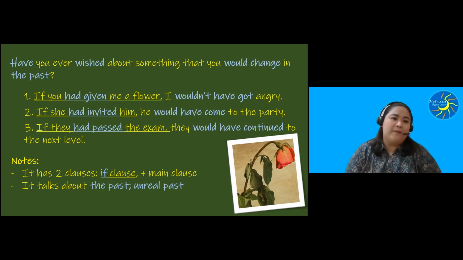For example, one, if you had given me a flower, I wouldn't have got angry. So in reality, yesterday, this person didn't give me a flower, so I got angry. So this one contradicts the past, the real situation. That's why it is called unreal past. These are the things that we wanted to have changed. Now let's move on to the next slide.